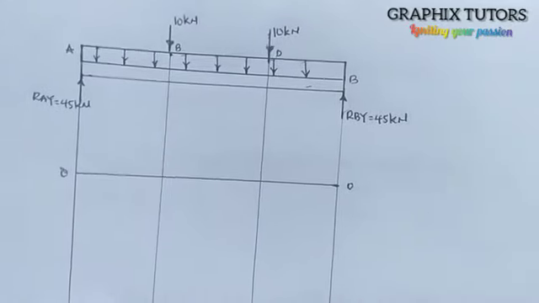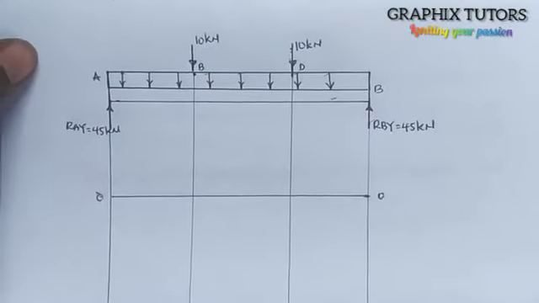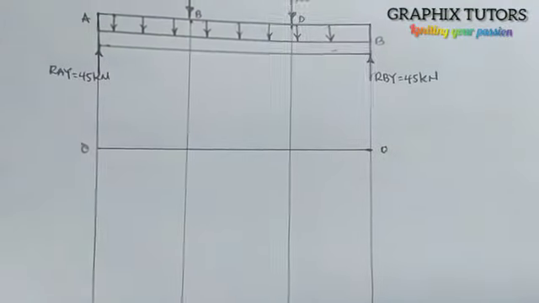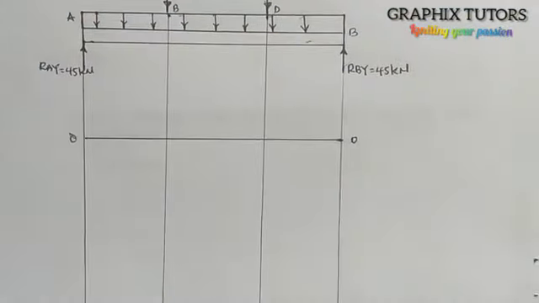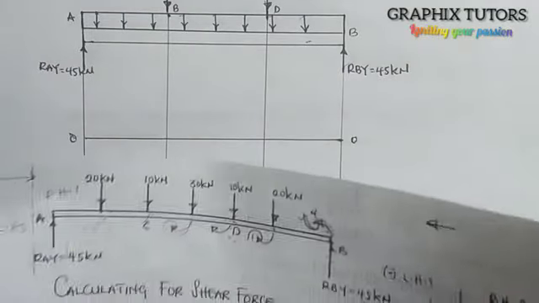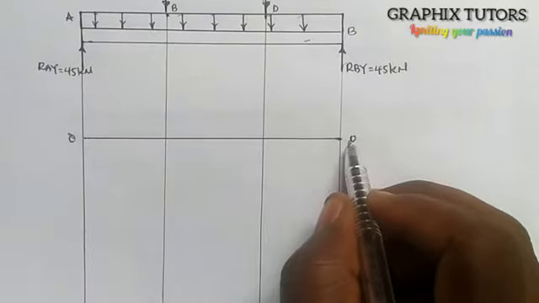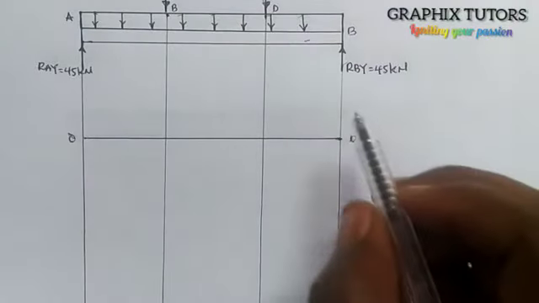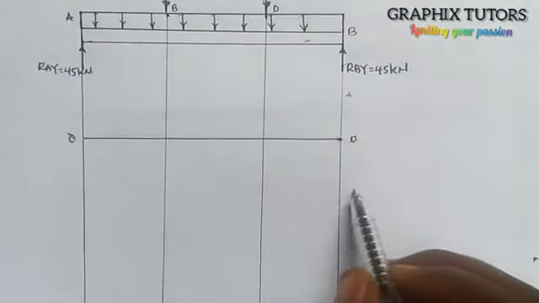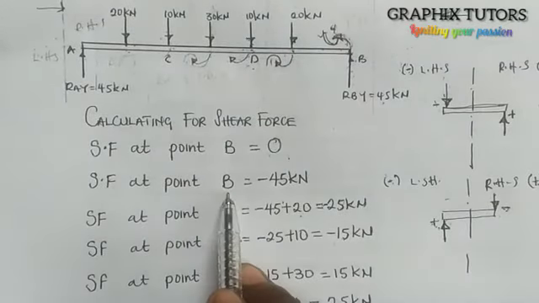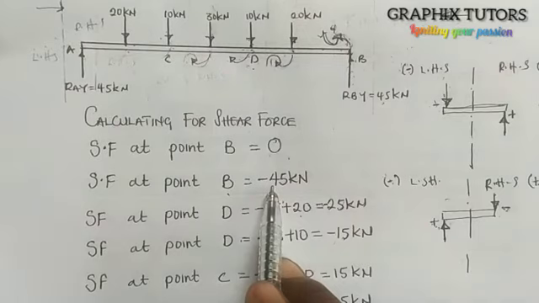So we say shear force at B is what? Let's see. The shear force at B is giving us 0. So that is the 0 point here. Now just know that the top is positive, the down is negative. So shear force at B again is minus 45, right?